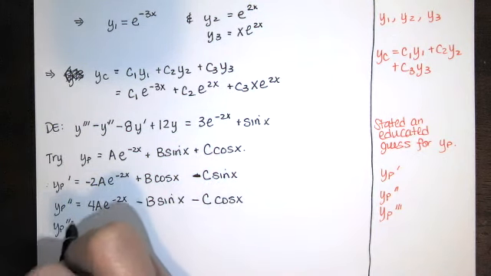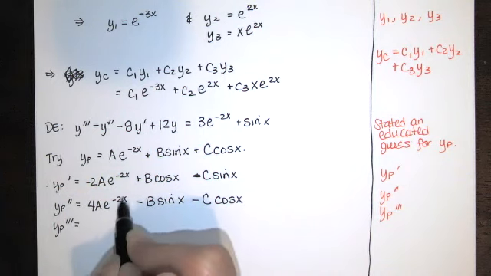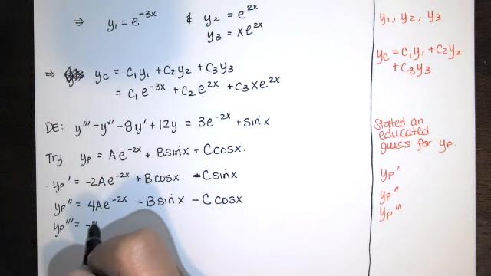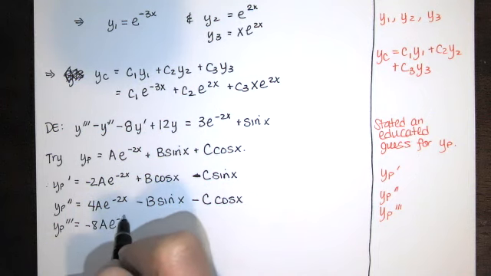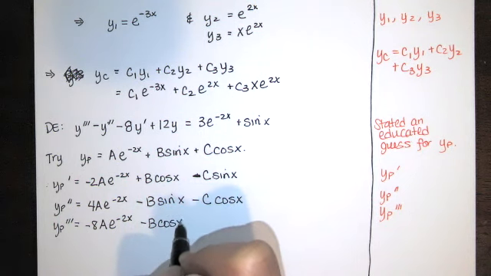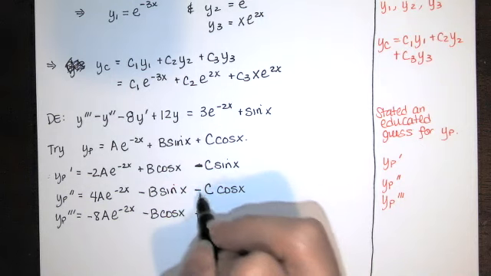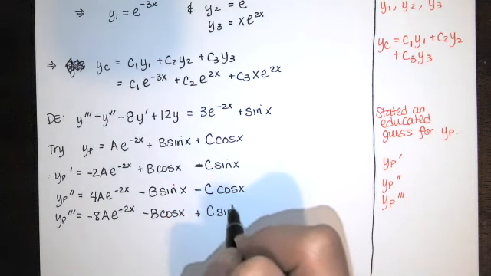Y sub p triple prime, do the same thing again. We're going to bring our constant down, but that constant gets multiplied by a negative 2 by the chain rule, so we'll have negative 8a times e to the negative 2x. Derivative of sine of x is cosine of x. Derivative of cosine of x is negative sine of x. A negative times a negative will give us a positive, so we have that right there.